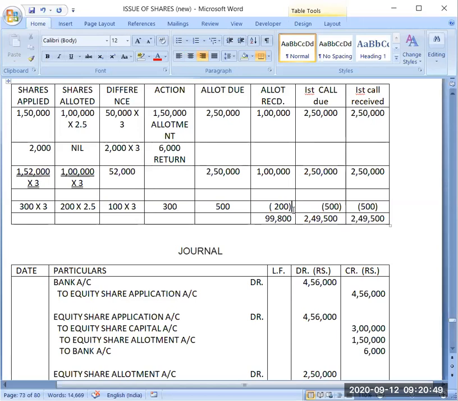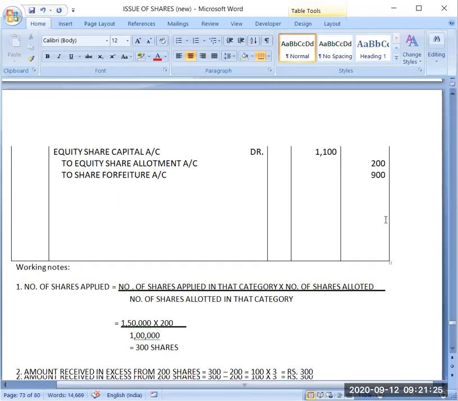And because I have forfeited these shares just after the allotment, there will be no money due from them on first call. So that's why out of the total first call due, I have subtracted their first call due money, so that I will now get how much money will be due on first call. I hope you are getting each and everything. I am a little bit fast only because we have done things yesterday. The information in the question is that no shareholder has paid us first call money. So that's why we have assumed that the amount which was due has been received on first call. So first call entries are pending in this question that I am doing.